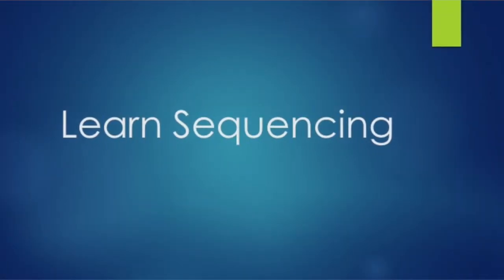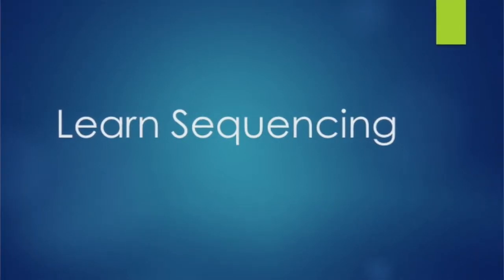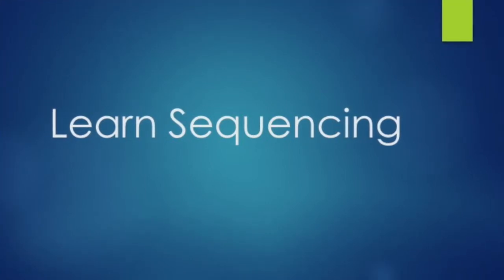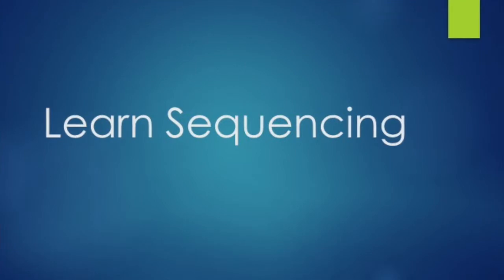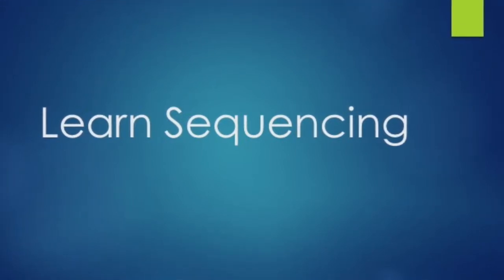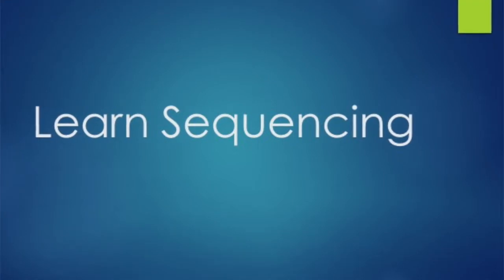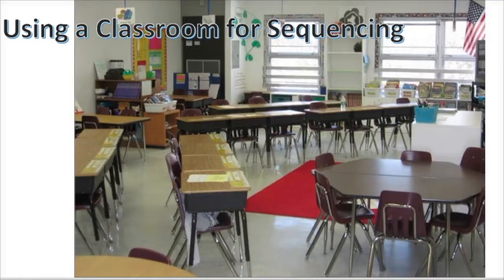In this video, we're going to start by talking about sequencing. Sequencing in programming is putting into your program the necessary steps to do something, and understanding which order to put those in. Sometimes this can be a little bit tricky to understand at first. So I want to use an example of a classroom to teach you about sequencing.